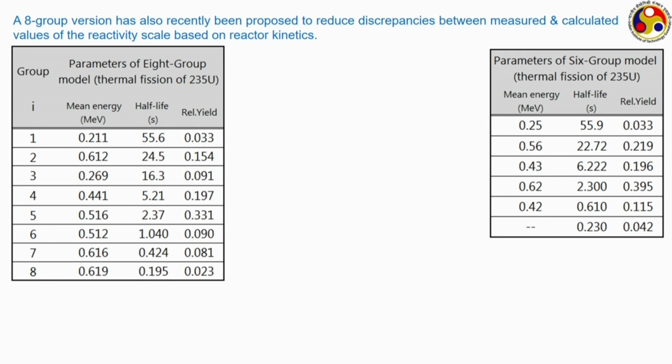In case of uranium 235 with 6 groups, the largest half life that you are encountering is 55.9, while it is 55.6 only in this particular case. So, they are quite similar, but as we move down this table there is a difference. Like for the 6 group case, the second group has an average half life of 22.72, but that has been broken into 2 parts, into the second and third group, for the 8 group model.